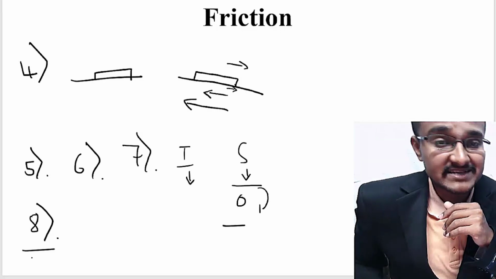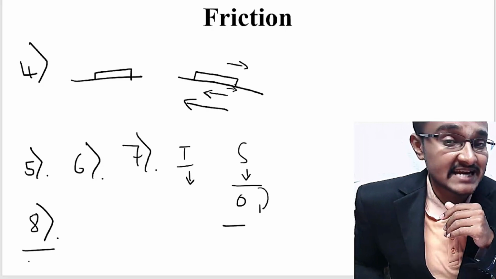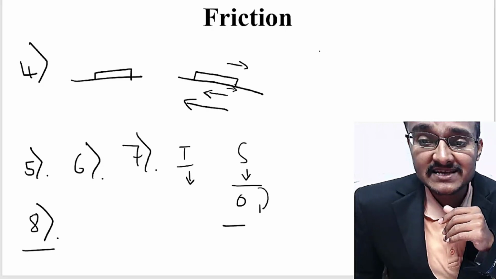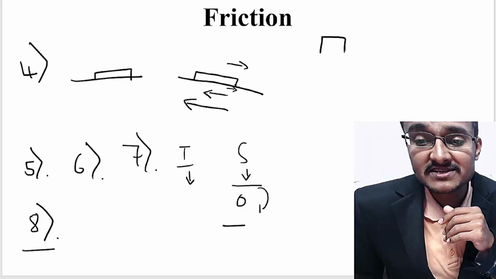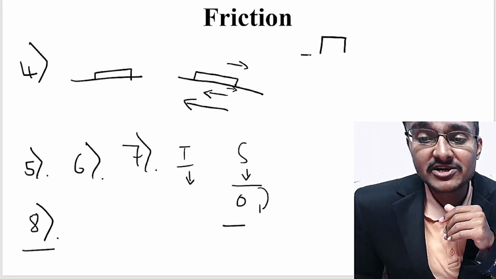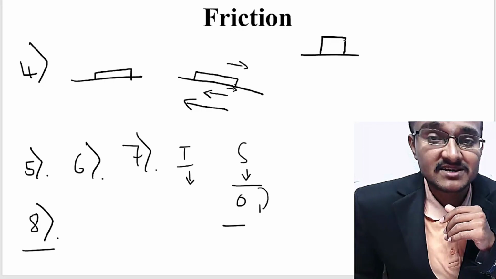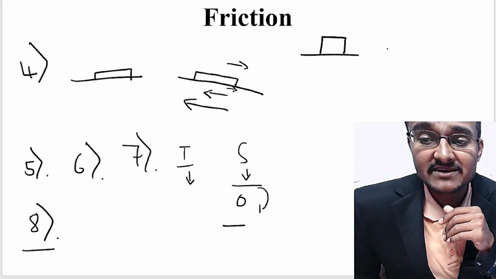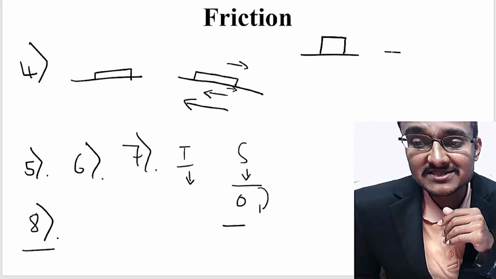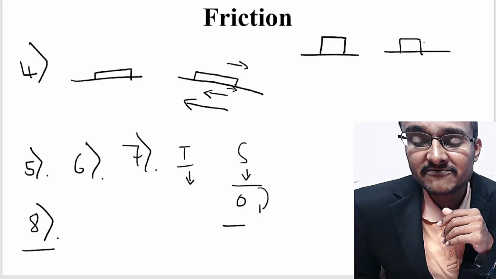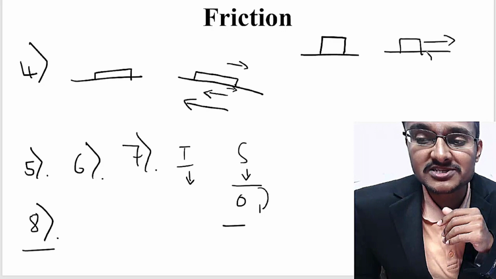Coming to the eighth question, why is sliding friction less than static friction? As I explained before, static friction is generated between two objects which are at rest. If you keep an object on a particular floor and this object is at rest, then the friction generated between these two objects is known as static friction. And if this object is sliding on the floor, then the friction applied by the floor on this object is sliding friction.